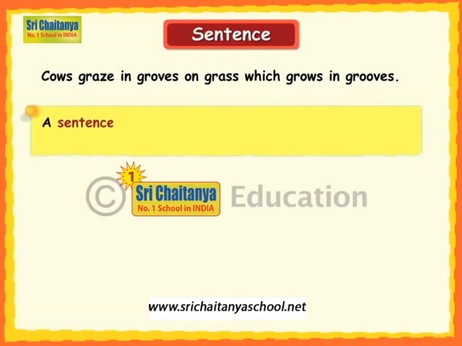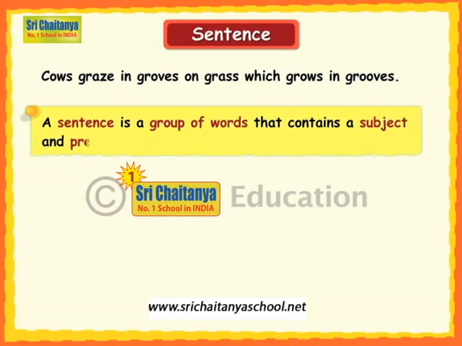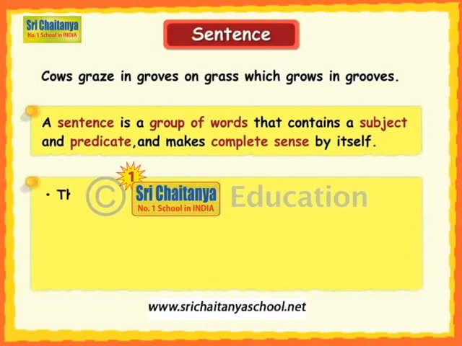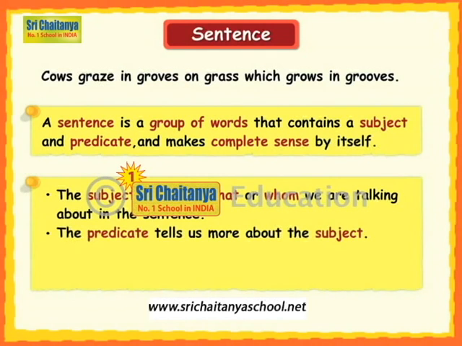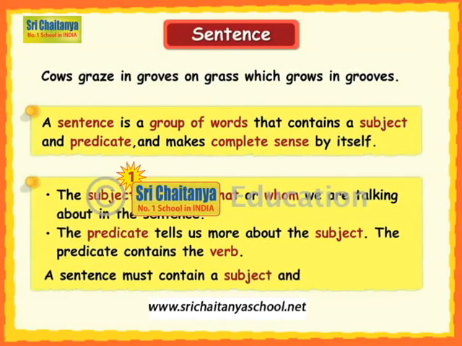A sentence is a group of words that contains a subject and predicate and makes complete sense by itself. In a sentence, the subject refers to what or whom we are talking about in the sentence. The predicate tells us more about the subject. The predicate contains the verb. A sentence must contain a subject and a verb.